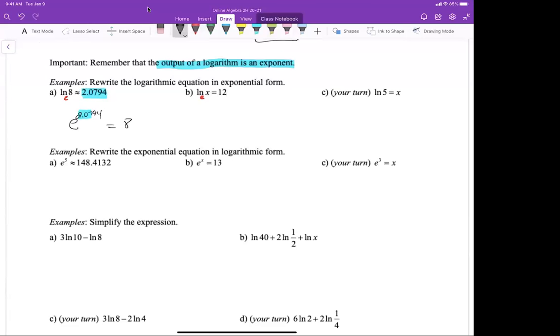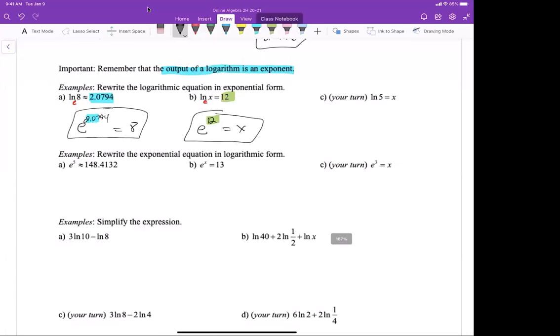For the next problem, remember, it's implied that since it's natural log, it is base e, and so the base stays the same. E to what power? Remember, the output of a log is an exponent, so we'll put that 12 where it belongs, and essentially it writes e to what power is equal to x, and they gave us 12, so e to the 12th power is equal to x. And so we have rewritten this in exponential form. All right, why don't you try one yourself?